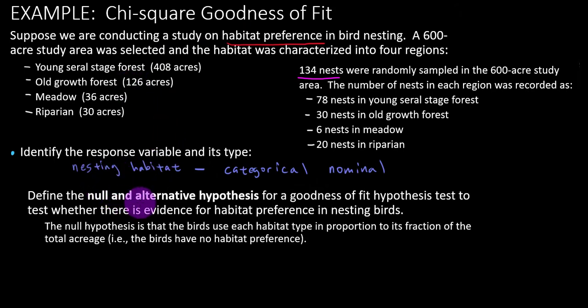In this example, the null hypothesis is that there is no change, or in this case, that there is no habitat preference, which means that the nests that were observed in their various habitat types occur in proportion to the fraction of acreage for each of those habitat types.